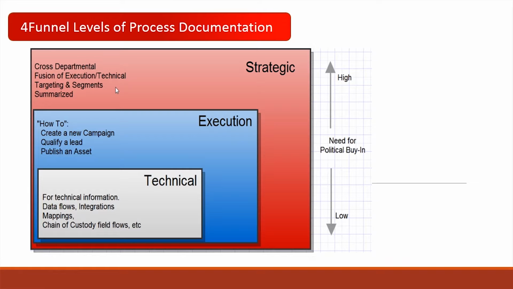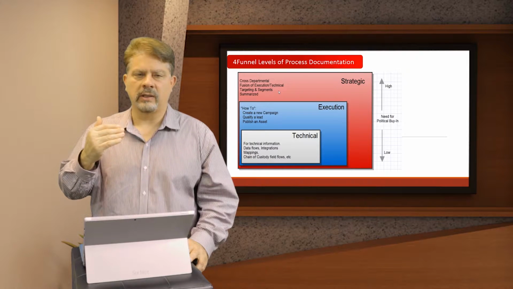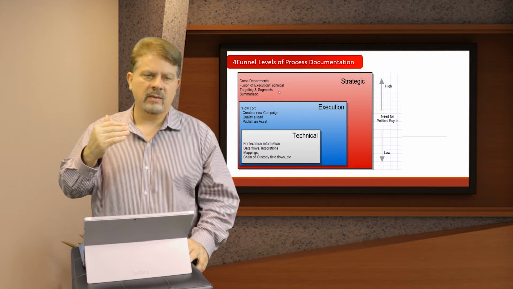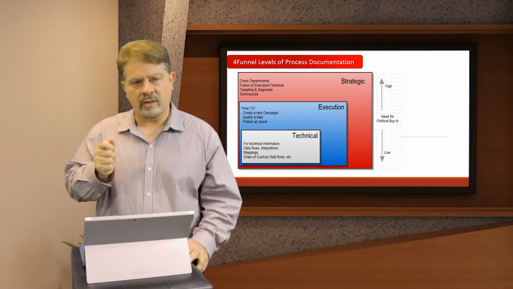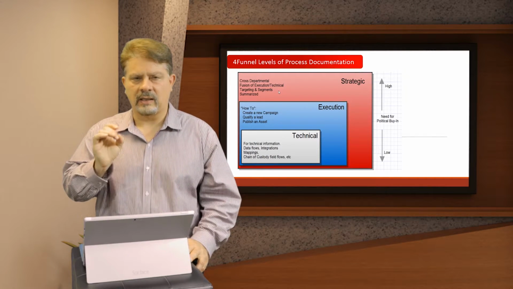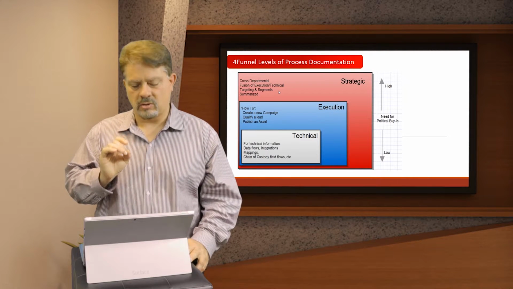The next level is the execution level. This is when you're talking about documenting how to enter campaigns, how to do an import, how to enter a lead, how to convert a lead. These are processes that field marketers in multiple places may have to do, and if they don't have a process to follow, they're all going to do it slightly differently, resulting in bad data, garbage data, inconsistent data in your system.